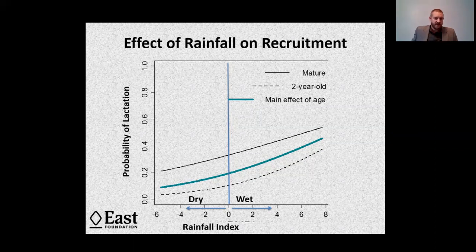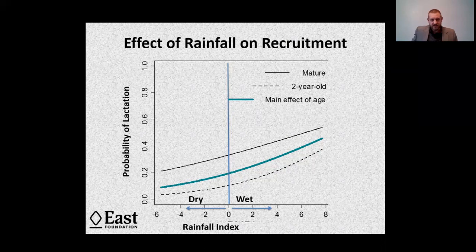And one of the metrics that we collect is lactation. So is there evidence of lactation at harvest or not? A binary response variable. And then we predict that across this rainfall index, the drier years versus wetter years. And what we see is the probability of observing lactation increases. In fact, it over doubles across this index.